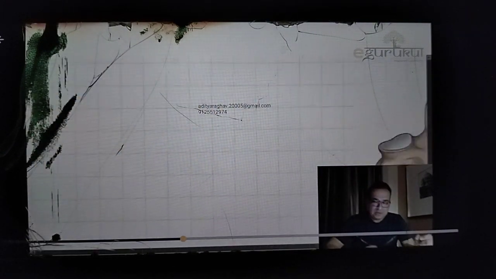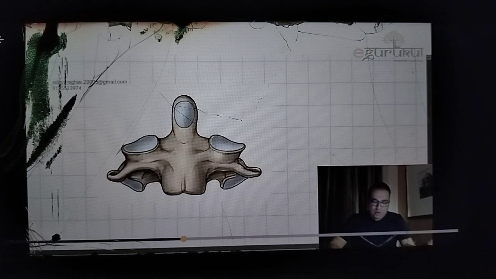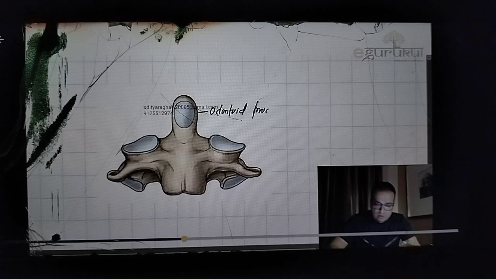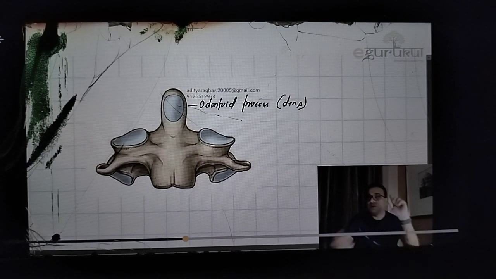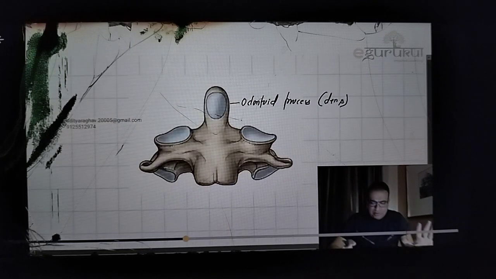If you see it from the front, the picture looks like this. This was a normal body of the second cervical vertebrae when you see it from the front, and this extension here is called the odontoid process, also called the dens. This dens is extending upward and is surrounded by the anterior arch of the atlas. And behind it, what ligament was there? There is the transverse ligament.